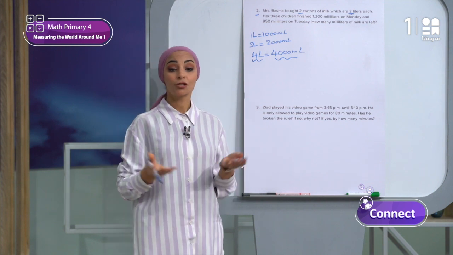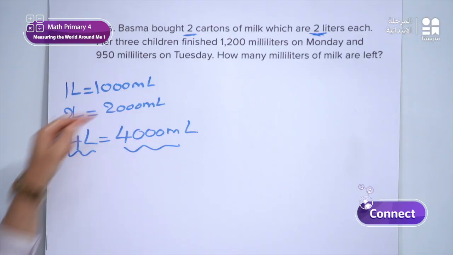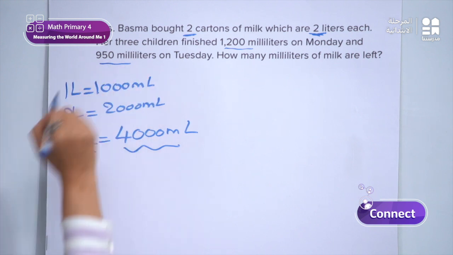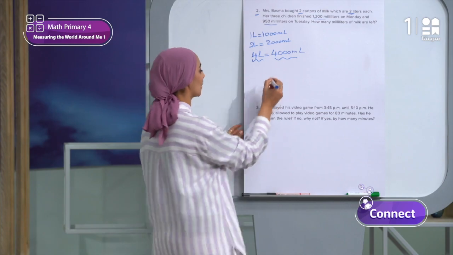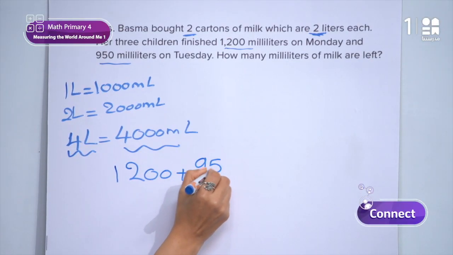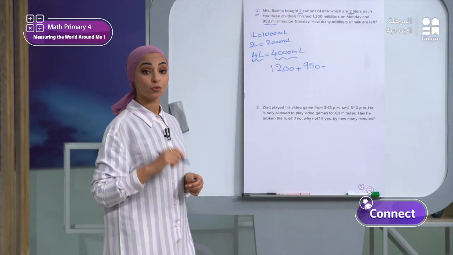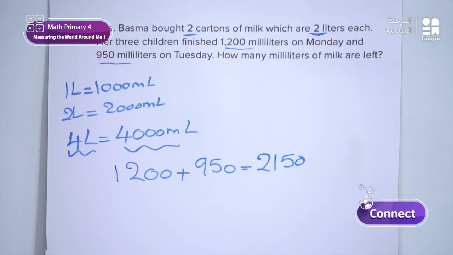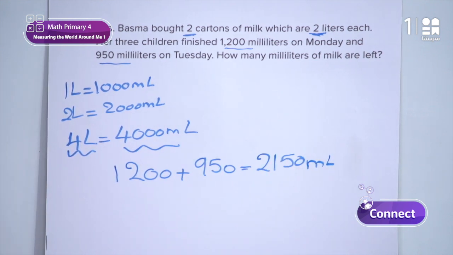طيب الميلك اللي اتشرب ده قد إيه؟ هما شربوا مرتين. مرة 1200 milliliters on Monday وكمان 950 milliliters on Tuesday. هعمل إيه؟ هعملهم plus. يبقى هعمل 1200 milliliter plus 950 milliliter. When I add them, the answer is 2150. طيب the answer is what? In liters or milliliters? Of course, in milliliters. يبقى ده الميلك اللي هم شربوه.